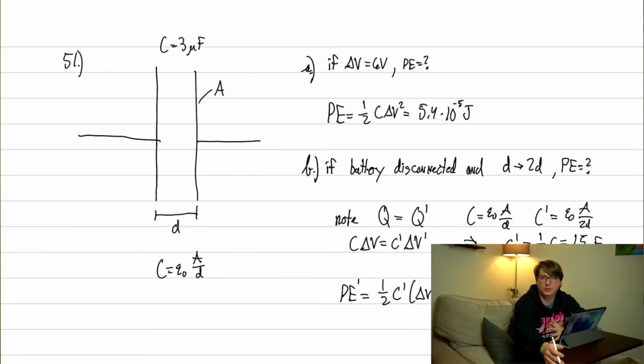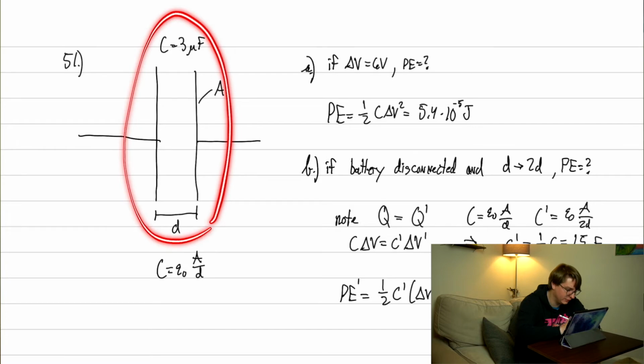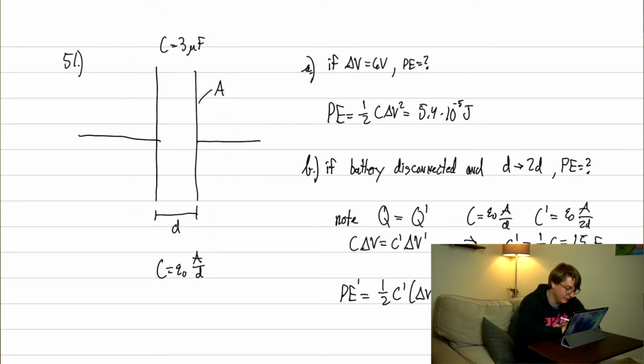Here we have a little more of an involved problem. We have a battery. We'll be attaching it, disconnecting it, changing the distances between the plates. So first off, I have this capacitor here, has a capacitance of 3 microfarads, has some distance in between them. And we're told if the voltage is 6 volts, what is the potential energy of this capacitor? Well, okay, that's straightforward to do. We have the capacitance, we have the voltage.